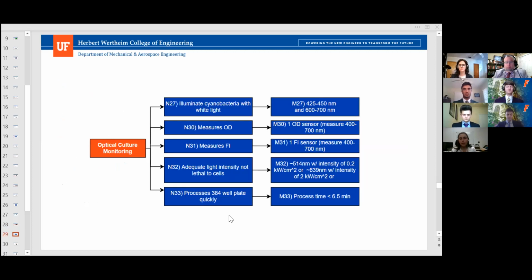And here's just a list of our customer needs with what we addressed them with. A key need is that processing time. We actually had our processing time at 4.5 minutes, which is underneath the time that was wanted or maximized as.